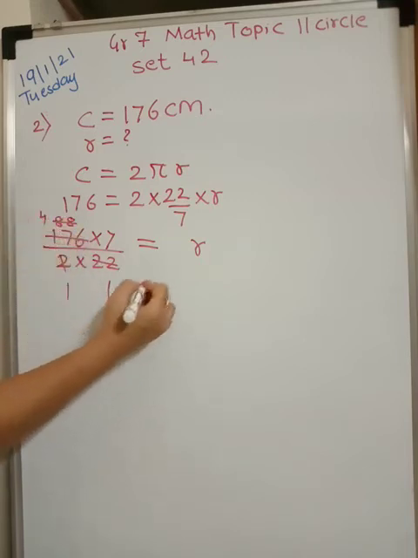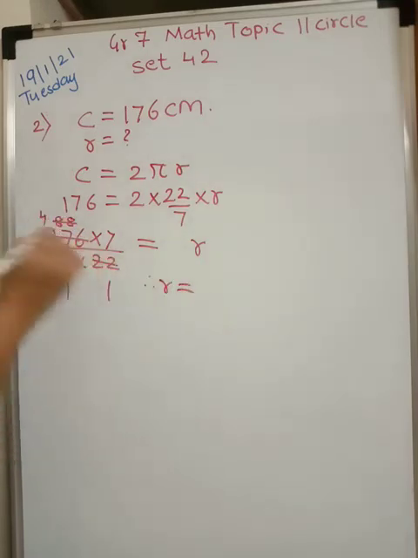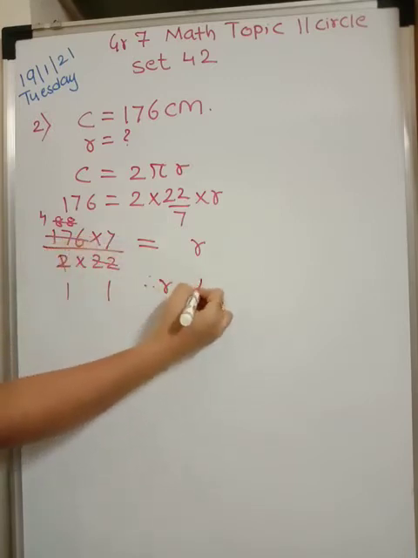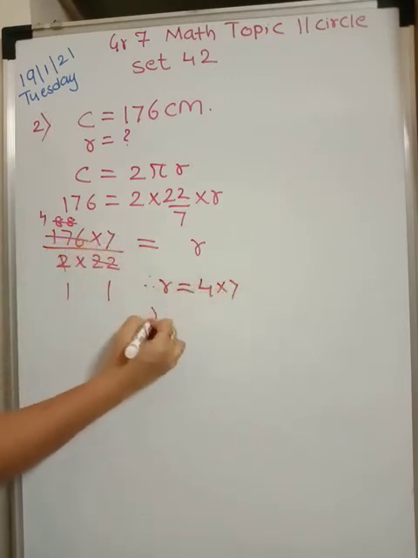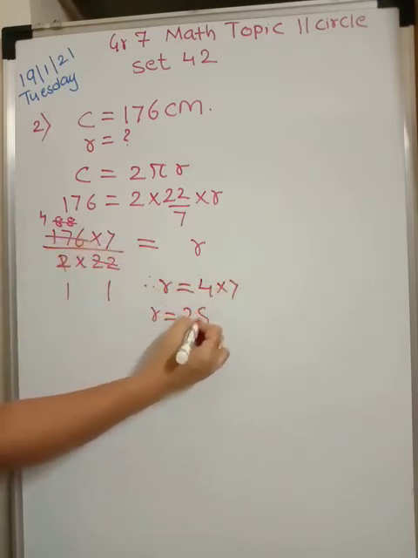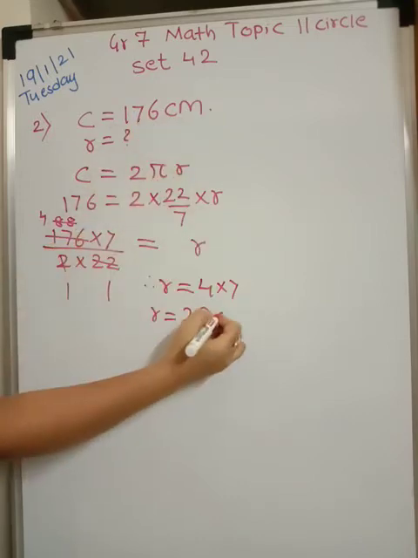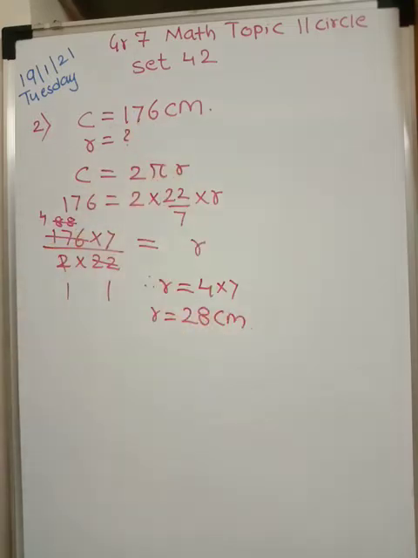So how much is the radius? Therefore the radius comes out to be 4 into 7. So radius is equal to 28, and use the unit centimeters. Is this clear? Alright. Fine, let's go to the third problem now, students.